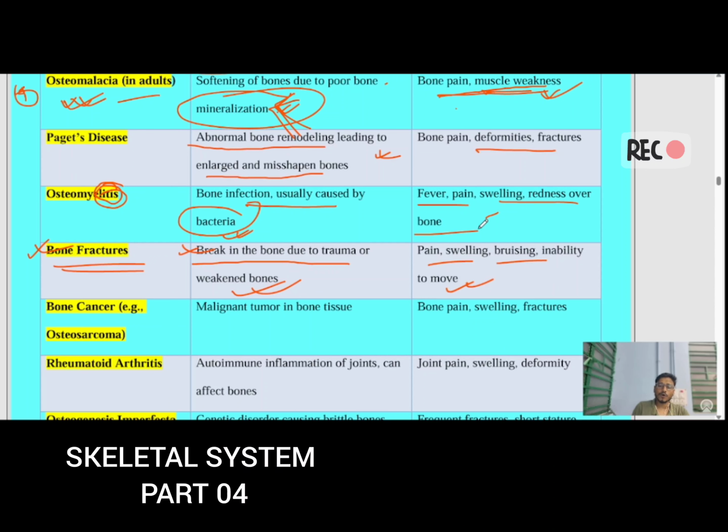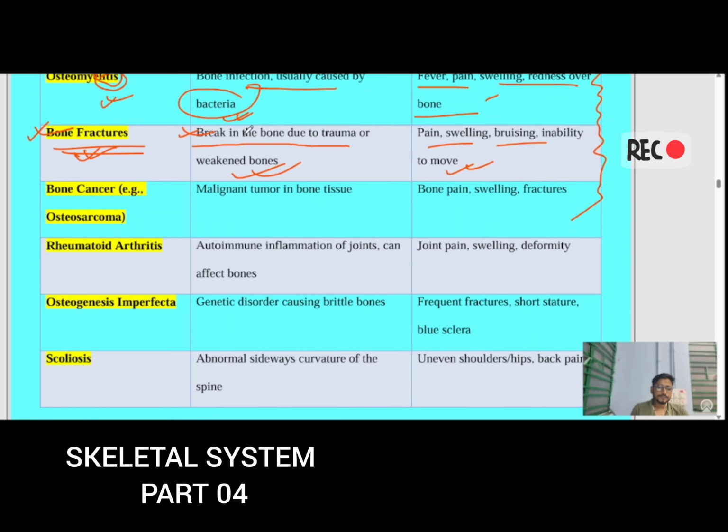Okay, and all of those things, if you carefully observe, are very interesting. In all of them we can feel discomfort: pain, swelling, fever. These are not the important things, but the causes are important: the cause of bone fractures, the cause of osteomyelitis. You have to remember the causes actually.